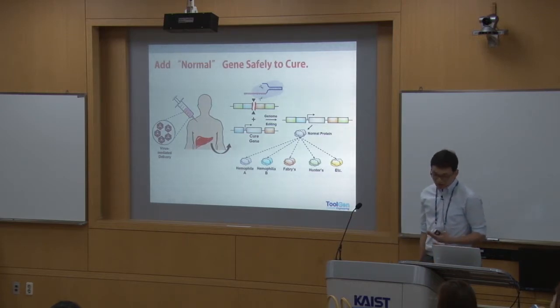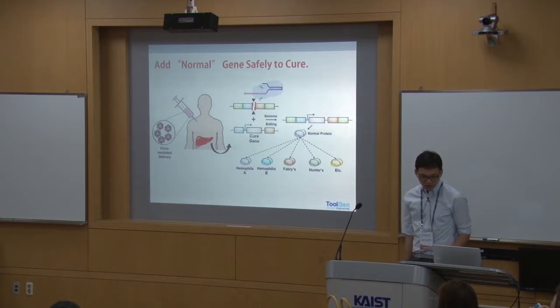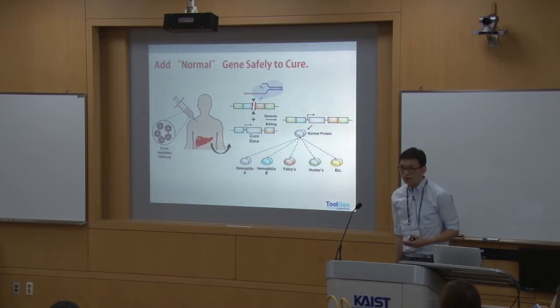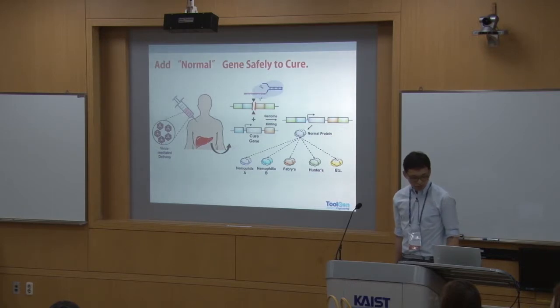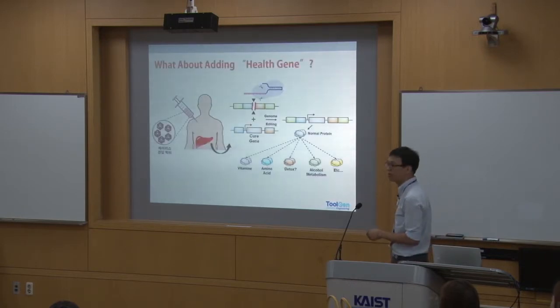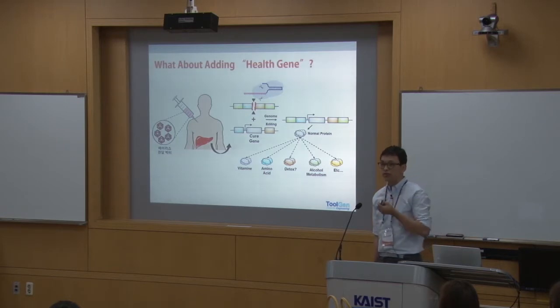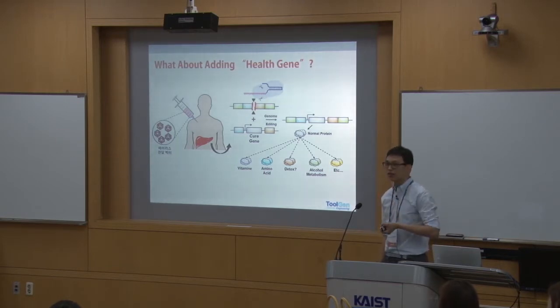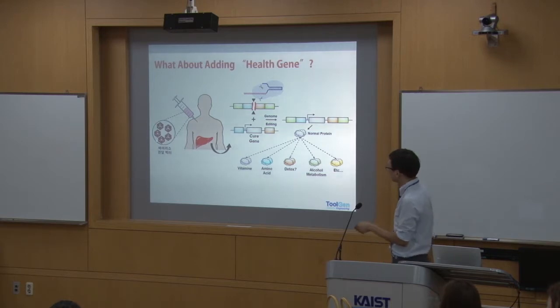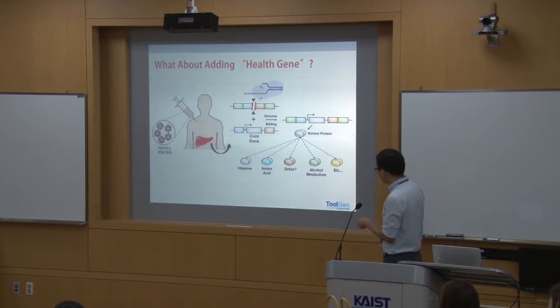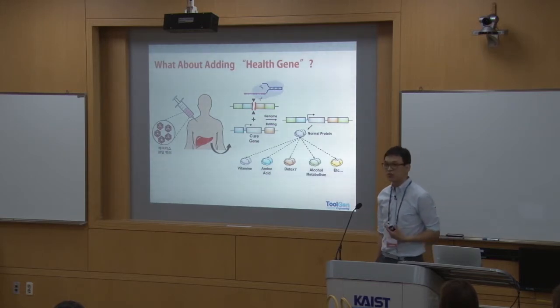But what I think is, in 20 to 30 years, maybe 10 to 20 years, people might start to use this system to get just healthier. For example, we can use this system to add vitamin synthesizing genes to our liver, or amino acid or detox-related genes. So instead of taking vitamin pills or other health supplements every day, we might be able to just add genes to get healthier. And another more interesting, more needed application for me is adding alcohol dehydrogenase so that I can drink more.